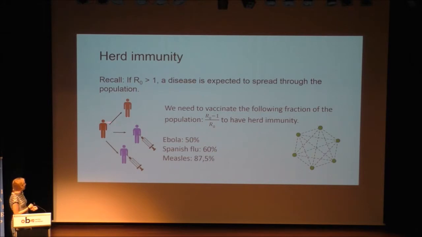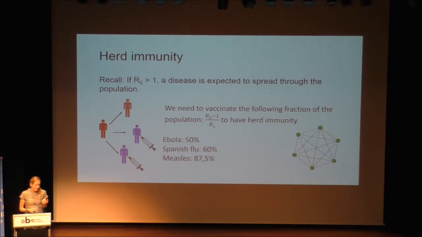if this was larger than 1, then a disease is expected to spread through the population. So in this image, R naught is actually 3. And it's perhaps not so surprising that we have to vaccinate 2 people in order for R naught to become 1 or less. And in general, the rate of people that needs to be vaccinated is R naught minus 1 over R naught.